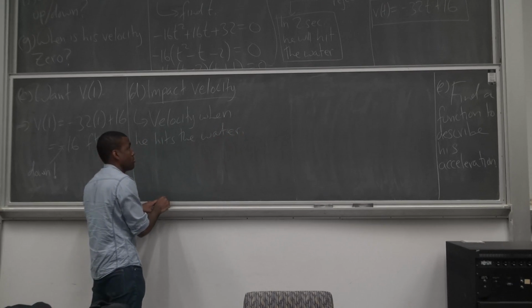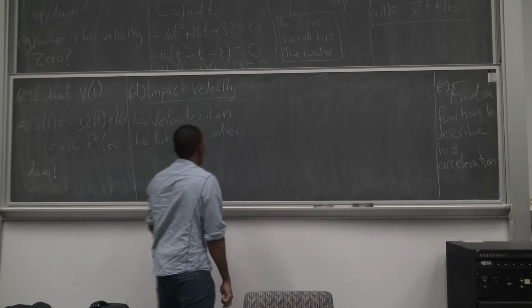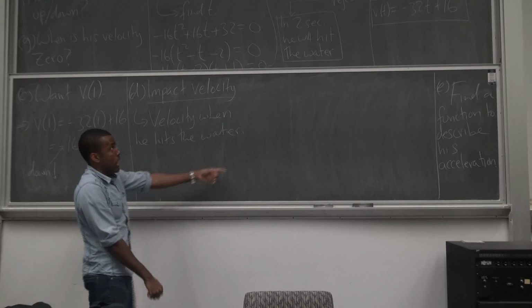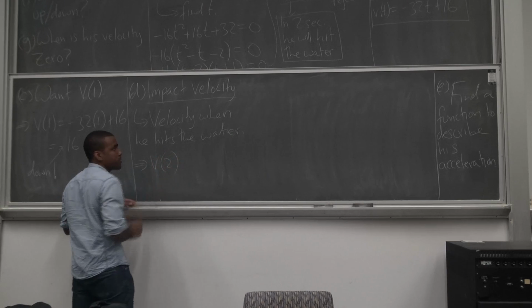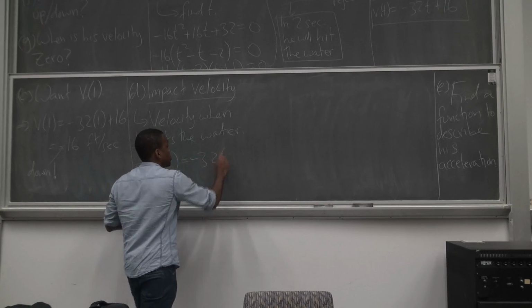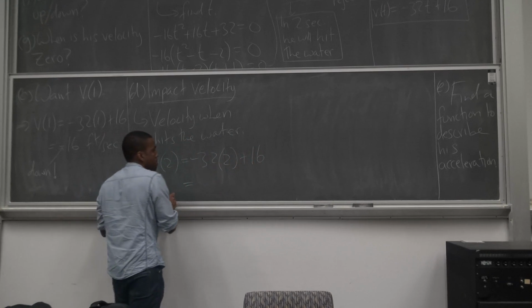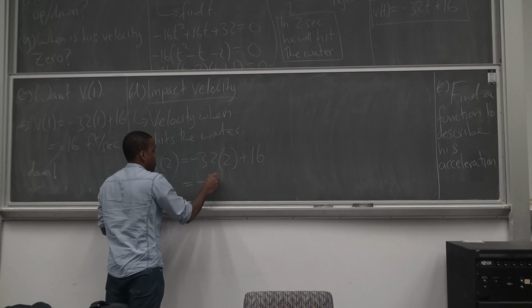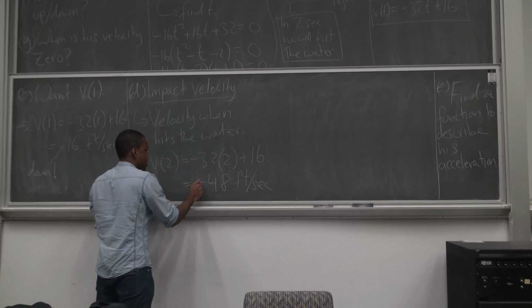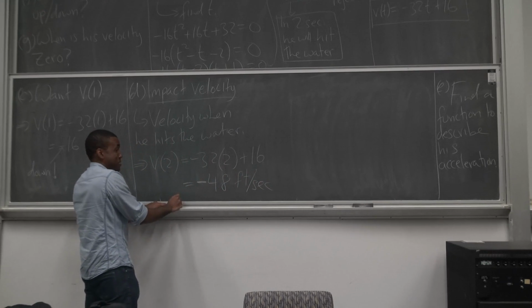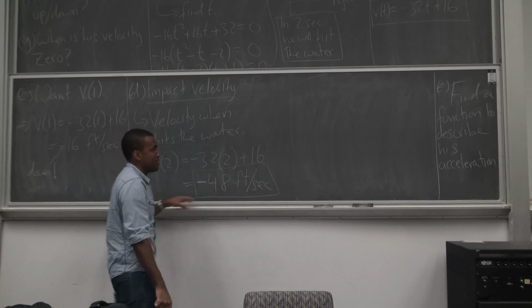Would that be the inflection point? Do we know when he hits the water? After 2 seconds, sure we do. So now I just want to find his velocity when he hits the water. I know he hits the water at 2 seconds, so I'm just looking for v of 2. It's minus 32 times 2 plus 16, which gives us minus 48 feet per second. I do not think he survived. That's pretty fast, to move 48 feet in a second. Didn't make it. Definitely not.